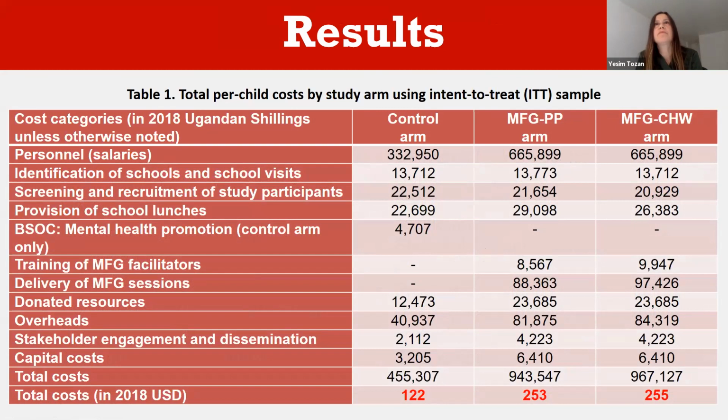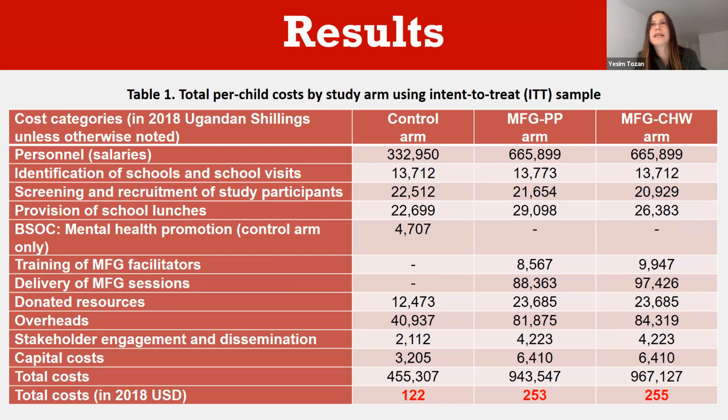So here I present the results using the intent to treat sample. You can see in the bottom row, the last row, presents the total costs in 2018 US dollars. The control arm is $122 per child. The MFG arm delivered by the parent peers, $253 per child, and the community health worker arm, $255 per child.